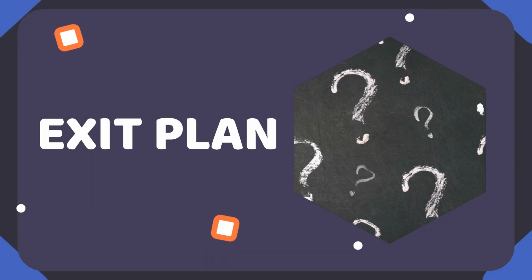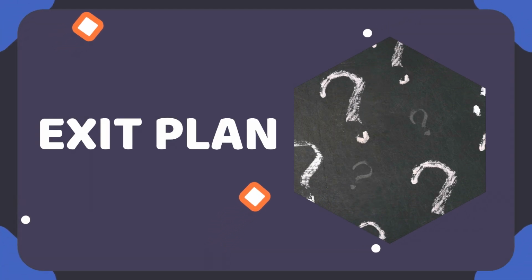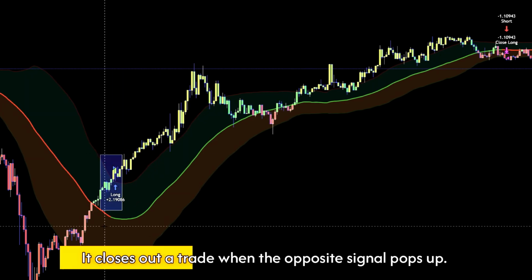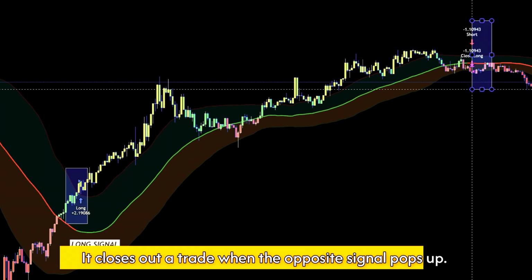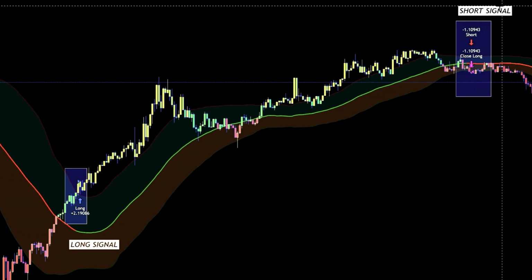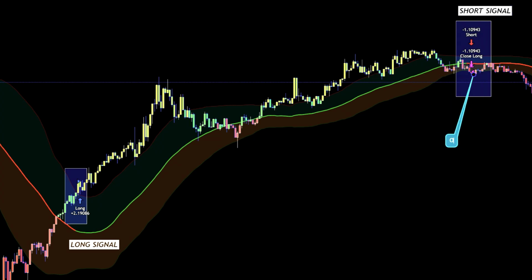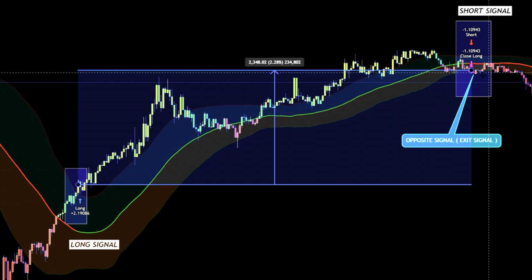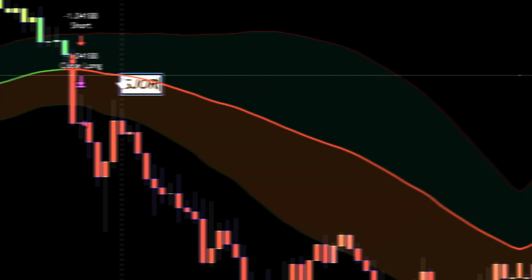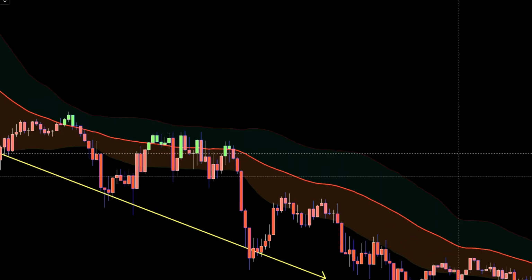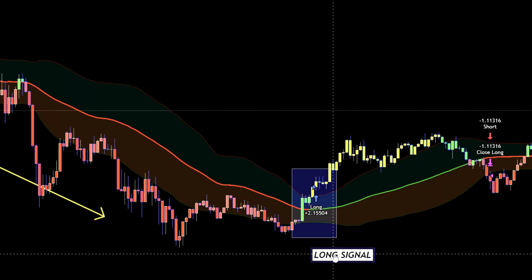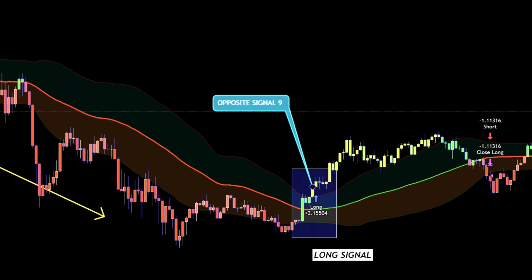Now what about exiting trades? The indicator's got you covered. It closes out a trade when the opposite signal pops up. So, if you're in a buy trade, you'll hold until a sell signal shows up, meaning the price closes below the lower band. Same deal the other way. If you're in a sell trade, you exit when a buy signal hits, so when the price closes above the upper band.